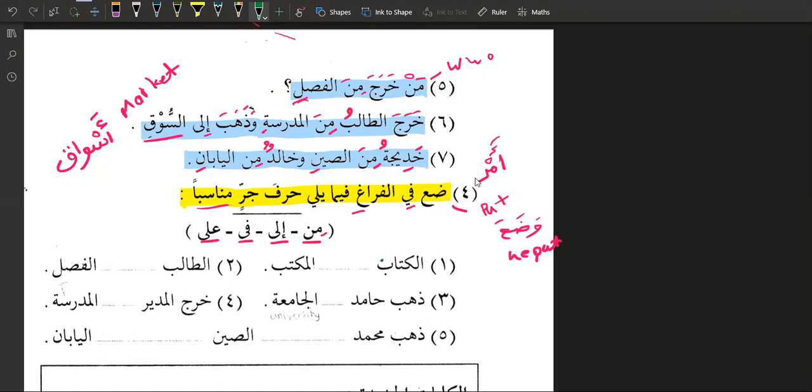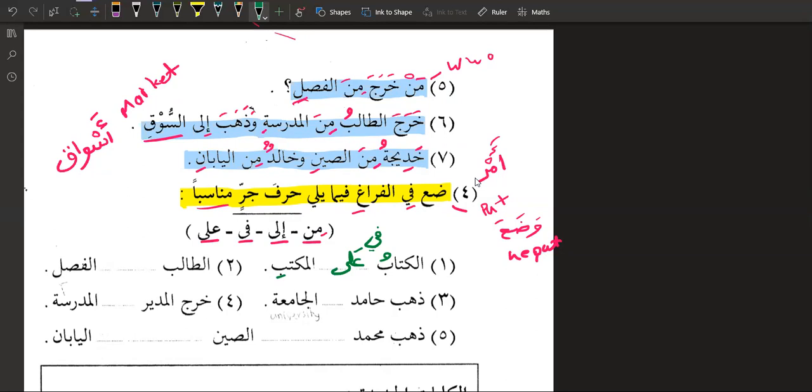الكتاب على المكتب. جيد. So we say الكتاب على المكتب. Could we say الكتاب في المكتب? Yes, we say the book is in the desk. Could we say الكتاب من المكتب? Not really. الكتاب إلى المكتب? No. So these are the only two that make sense: الكتاب على المكتب, the book is on the desk, or الكتاب في المكتب, the book is in the desk.